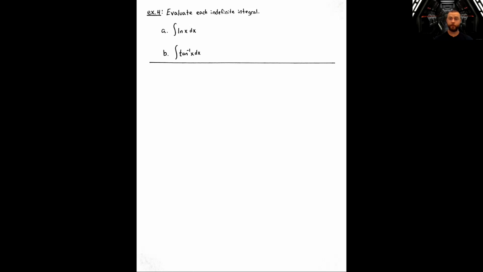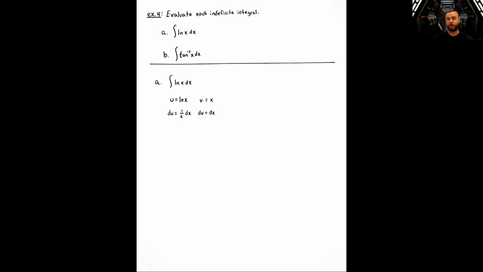All right, welcome back. Let's go through part A together. So we mentioned we're going to choose u as the inverse function. So we'll choose u as natural log of x. Make sure you're on top of your basic derivatives. The derivative of natural log of x is 1 over x. If u is the inverse function, that leaves dv as being just dx, a standard choice then.